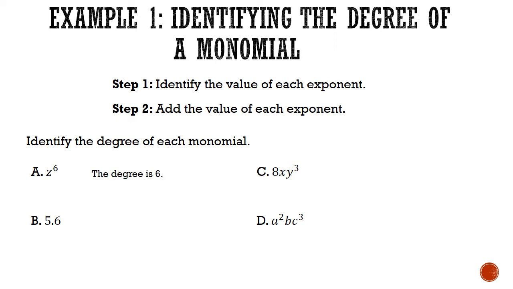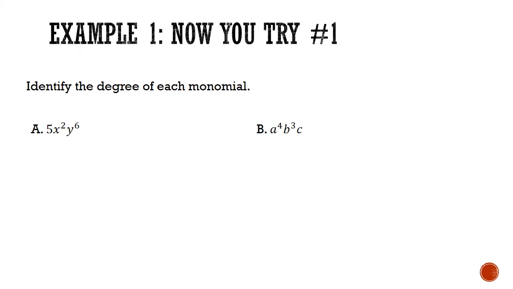B, 5.6. There is no variable, so there is no exponent, so that's a 0, so the degree is 0. C, you have x, so its exponent is 1, and you have y, its exponent is 3. You add 3 and 1, you get 4, so that is the degree of 4. And then D, you have a squared, so that's 2, b, that's 1, and c cubed, that's 3. So 2 plus 1 plus 3 is 6, so this also has a degree of 6. Like I said, not overly difficult. There's 2 for you to try.